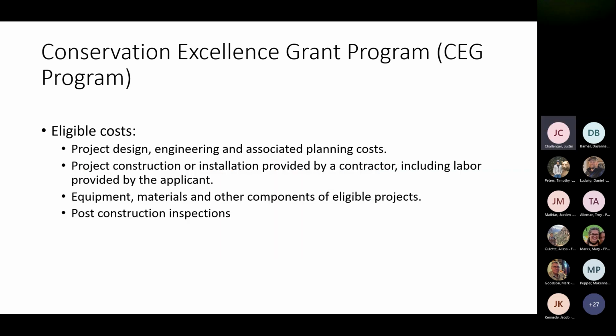Eligible costs are design and engineering. Of course, we got to have a project. You have to have design. Most times there's engineering involved in that. Those are all eligible associated costs. Actual construction and installation, right? That can be provided by a contractor or the labor could be provided by the applicant. Either one of those are eligible for reimbursement. Any equipment costs or material costs, those are also eligible, obviously, because you need equipment and material to build a project. And any post-construction inspections are eligible as well.